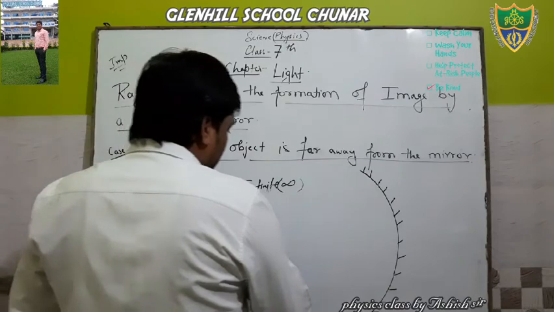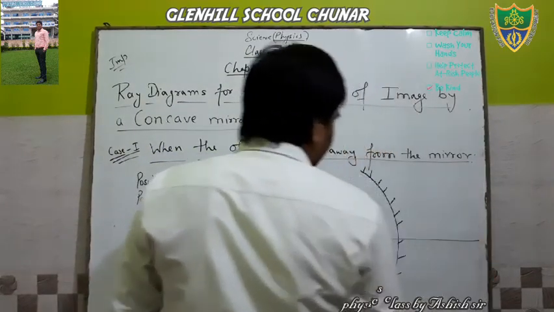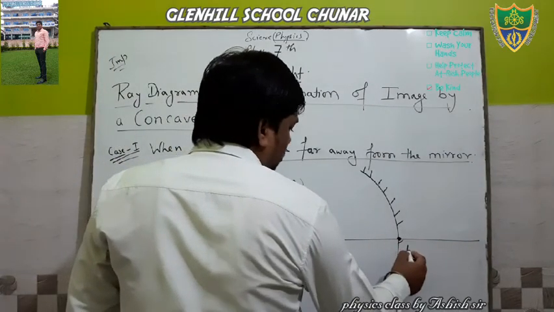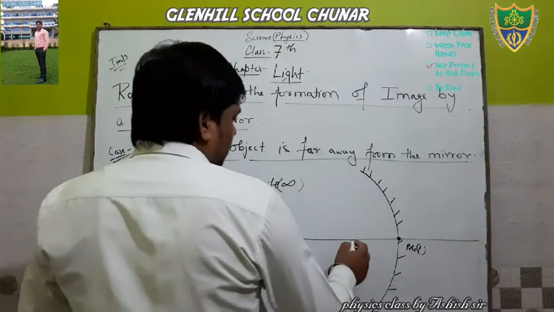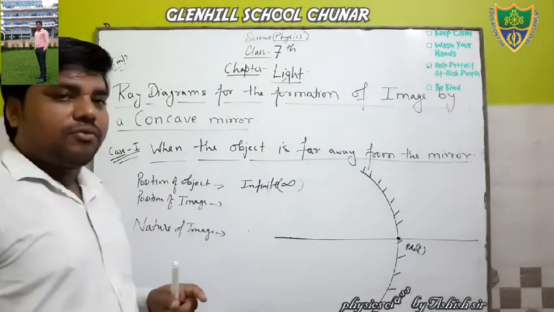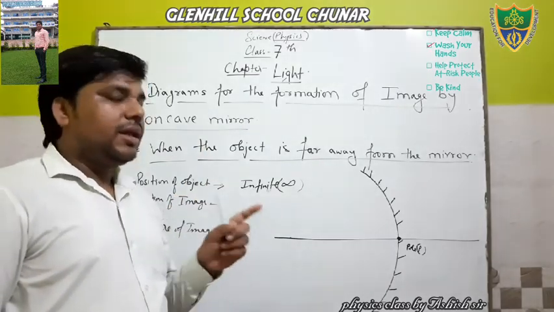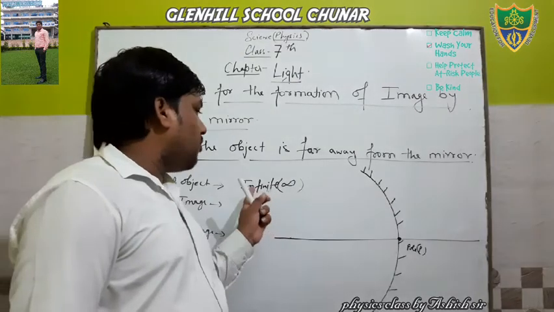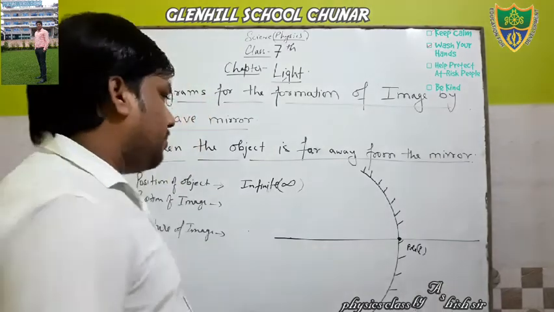Okay. Now you have to draw the principal axis. This is a point, pole, denoted by P. Okay. Now, when the object is very far away from the mirror, means position of object is infinity, then in that case, the light which is coming from that object appears to be parallel. Means like this.